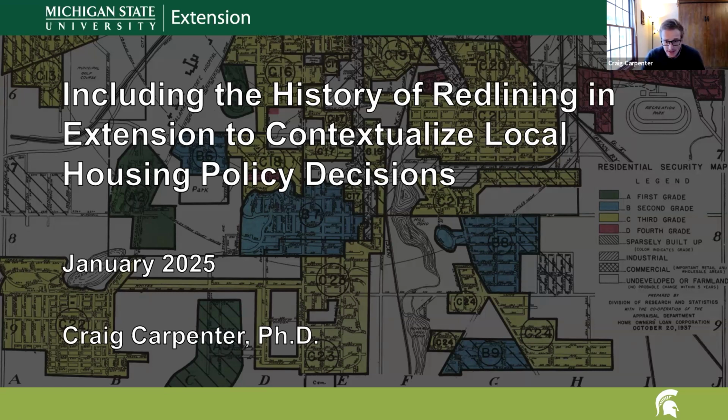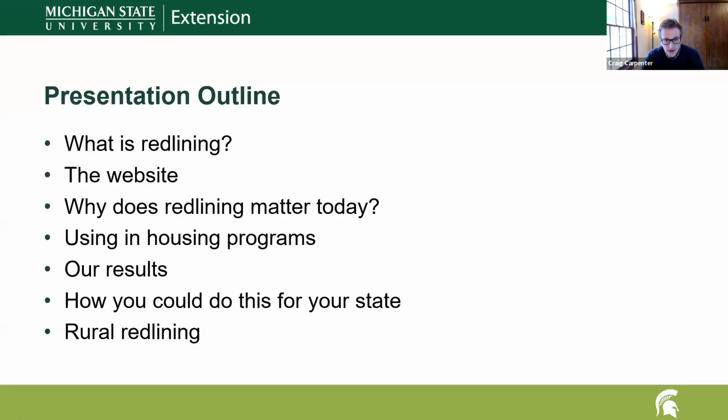To give you an idea of what we're going to be talking about. First, I'll talk about what is redlining, what was redlining, with the website that we created at MSU Extension that really dives into that history in more detail for the state of Michigan. We'll talk about why it still matters, what's the legacy of these policies today, and how we use this history in some of our housing programs at MSU Extension, and what we've seen as we've included those in our housing programs. And then I'll talk about how you could do this for your state if you're interested, and also touch on a new project we're working on, which is rural redlining.